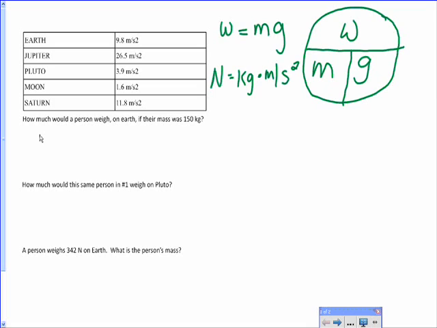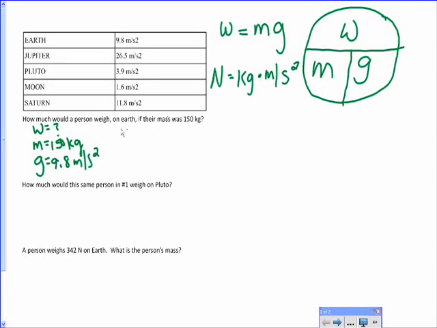Now, how much would a person weigh on Earth if their mass was 150 kilograms? So we write our variables first to see what we know and what we don't know. So how much would a person weigh? That means the weight is a question mark. Their mass is 150 kilograms. And remember, G is always either given to us in a problem or we look on a chart that's provided for us. The gravitational pull on Earth is 9.8 meters per second squared, and I've got our chart up top so that we can look at that and see that.